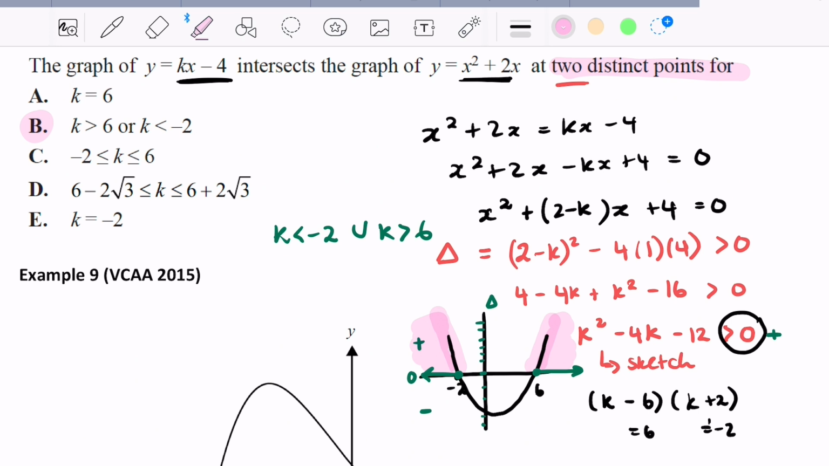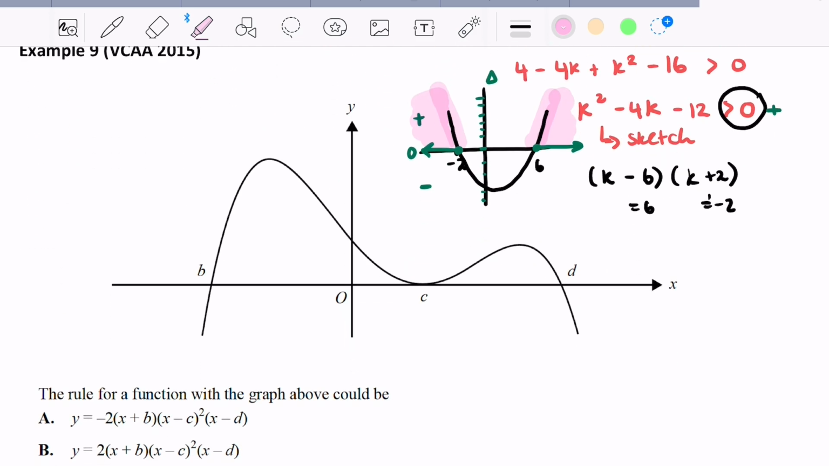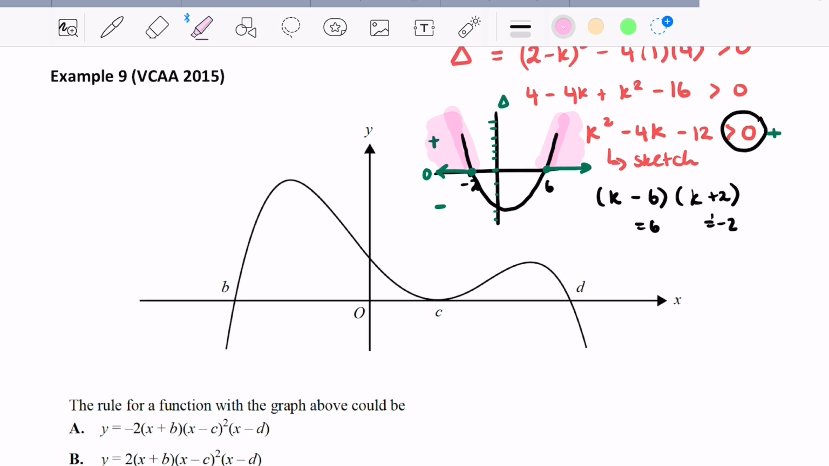It's a very popular multiple choice, even though it looks like it definitely takes more than a minute to do. It's something that you just need to practice and get faster at, because it is quite a popular multiple choice question. Okay, next question, example 9.